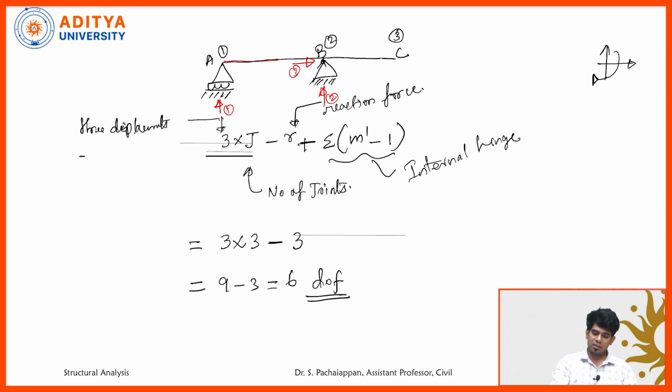So how many members are there here? How many spans are there? Span 1, span 2. So this member is going to elongate and this member is going to elongate.